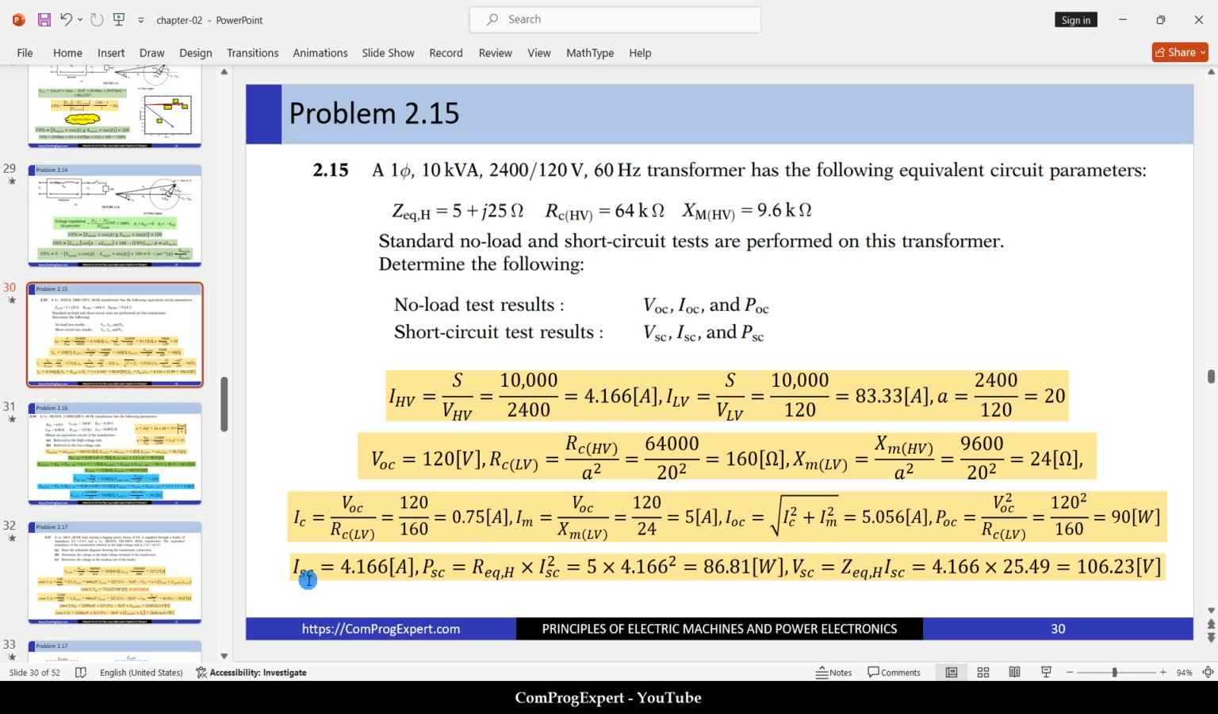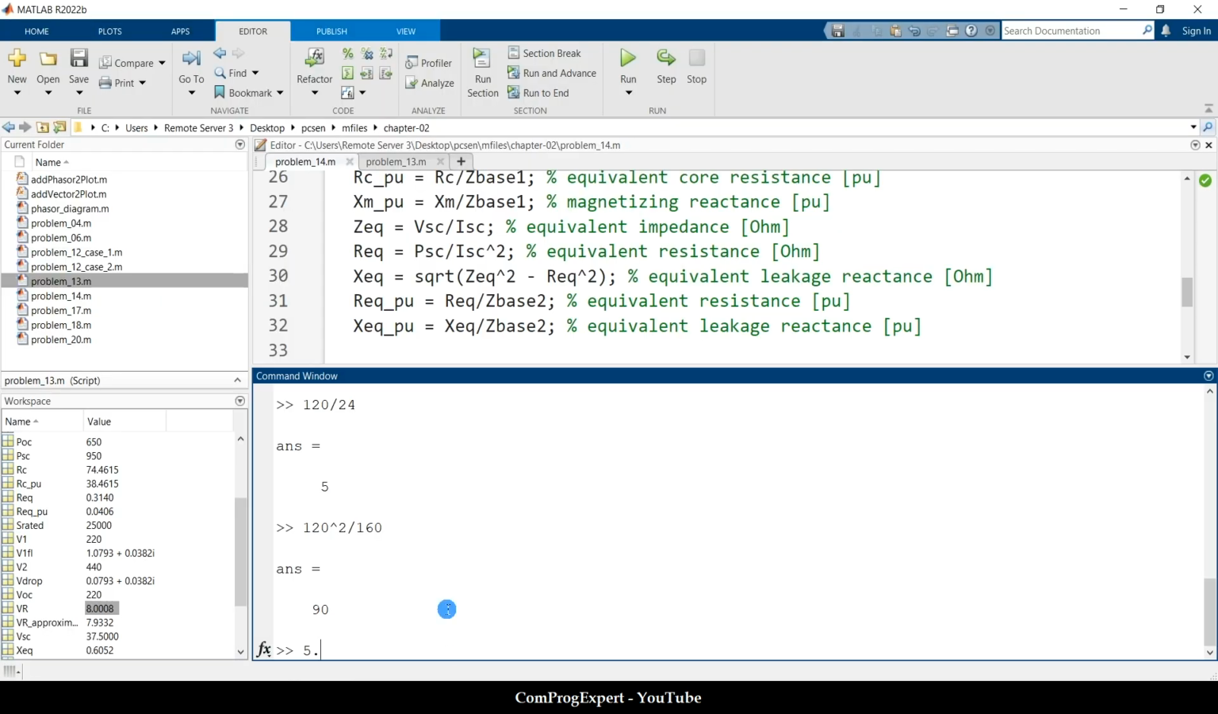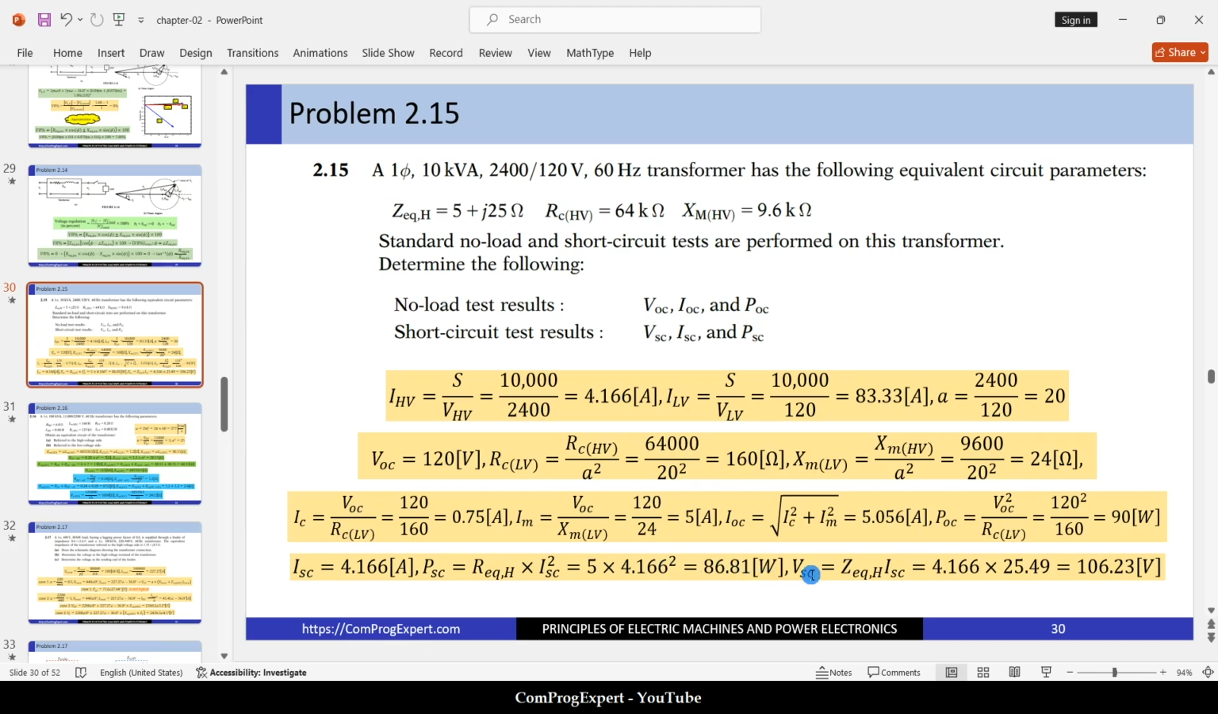So in this case, the value of the short circuit current is equal to the rated current of the high voltage side. Yes, this number. The power loss in the short circuit test is the R equivalent times the I short circuit to the power 2. Let's check. 5 times 4.166 to the power 2 is 86.8 watts.